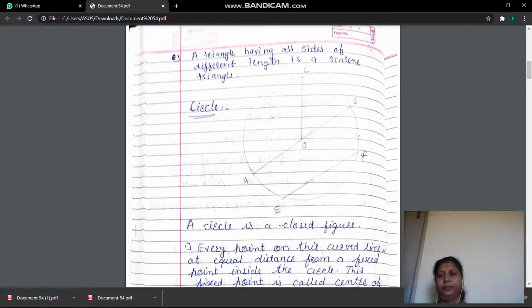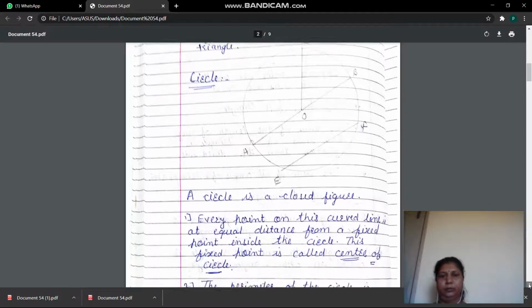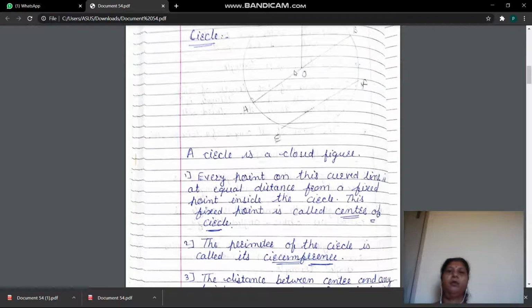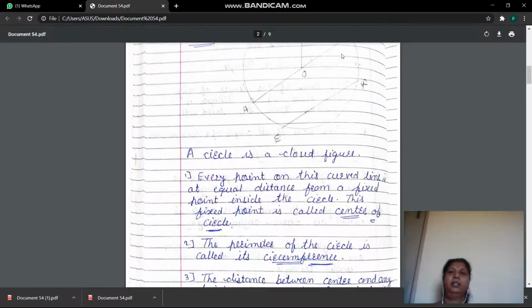So next point, every point on this curved line is at equal distance from a fixed point inside the circle. This fixed point is called the center of the circle. See here, O is the center of a circle. From O you can take any point on the circle, it is at equal distance, that's why it is called the center. Okay.